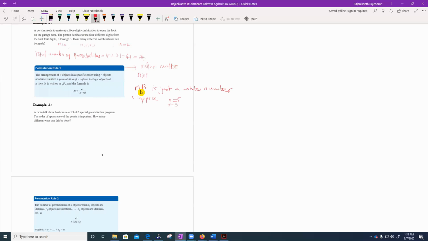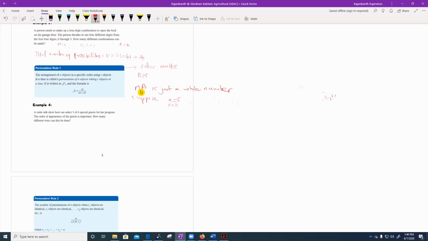That will give you an idea of nPr. So the number of ways you could arrange is simply 5P3, since r is now 3. Okay, so then how do you find 5P3? The formula says that nPr is given by n factorial over n minus r factorial, right?